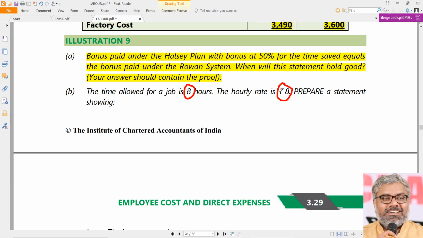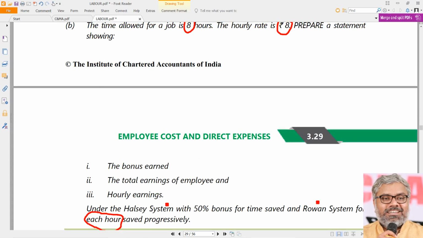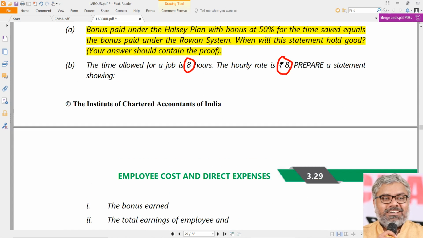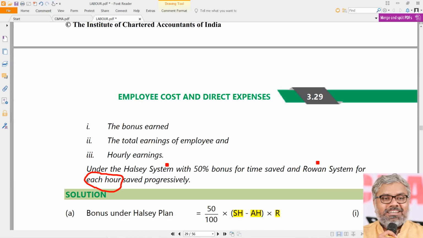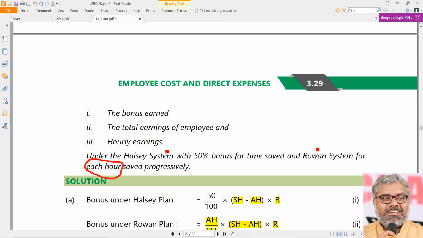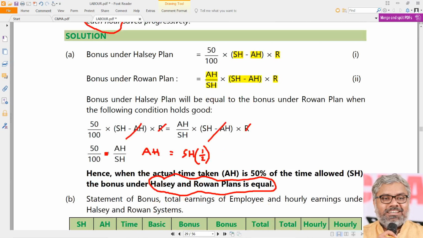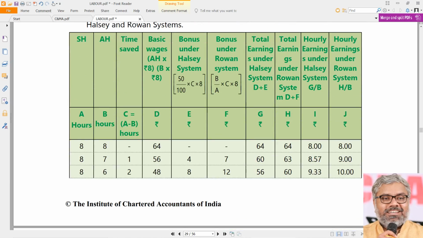Possible or not possible, we don't need to worry. It was asked as a statement. 0 is impossible, right? You cannot have 0 time taken. So time taken can start from 7 hours, then 6, 5, 4, 3, 2, 1. Accordingly, the time saved will increase: 1, 2, 3, 4, 5, 6, 7. In all these combinations, how much is the bonus under Halsey plan and how much is the bonus under Rowan plan? That's what is asked. Very arithmetical question. There is nothing special here.